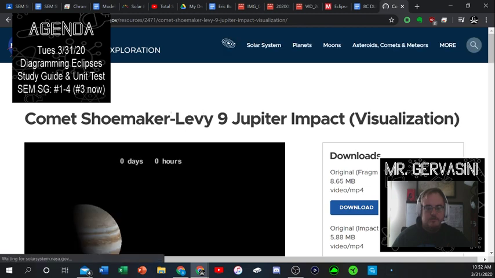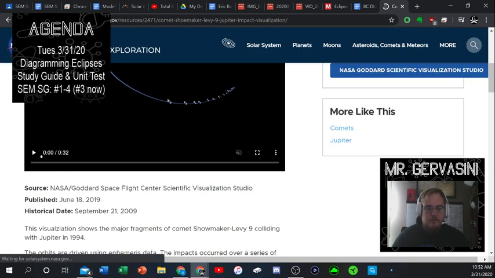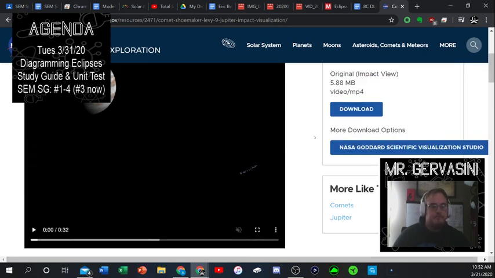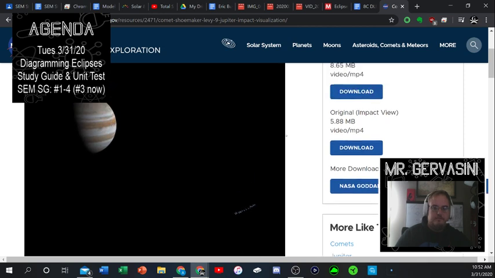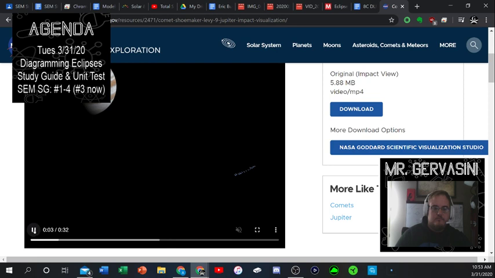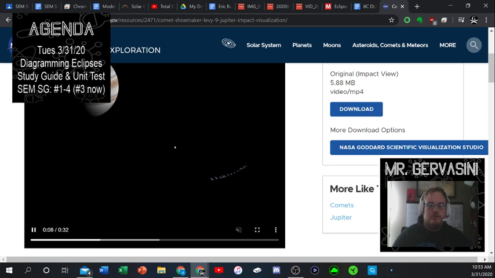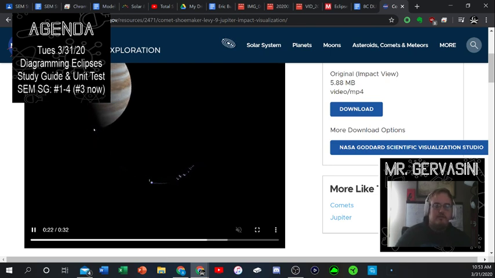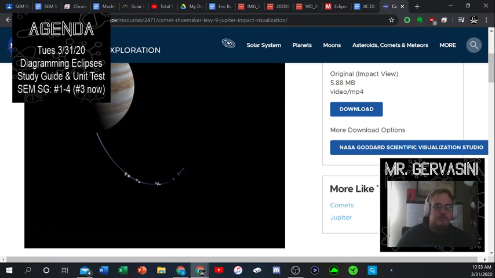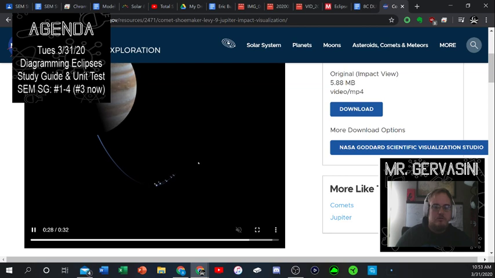Comet Shoemaker-Levy 9 broke apart in Jupiter's Roche limit, where tidal forces shredded the comet apart, and it made several impacts onto the planet. Did it cause the entire planet to catch on fire? No, but there were massive explosions left in the atmosphere of Jupiter. Remember, Jupiter does not have a surface, so there were no craters, but there were massive marks.